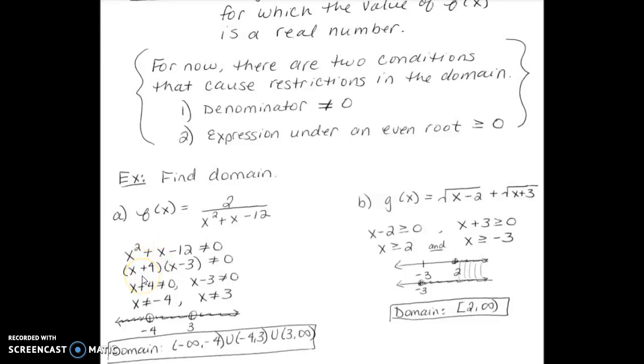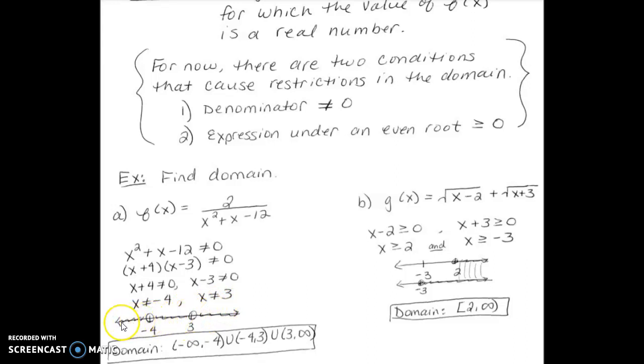This one factors into the expression x plus 4 times x minus 3. So that means x plus 4 can't be 0, restricting x value of negative 4. And x minus 3 cannot be 0, so that restricts the x value of 3. So there are two numbers we have to exclude from our set. X can't be negative 4, so we have a hole in the number line at negative 4. And x can't be 3, so there's a hole in the number line at 3.